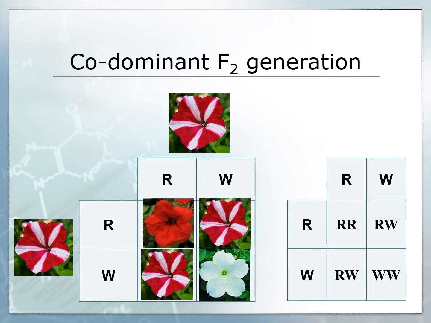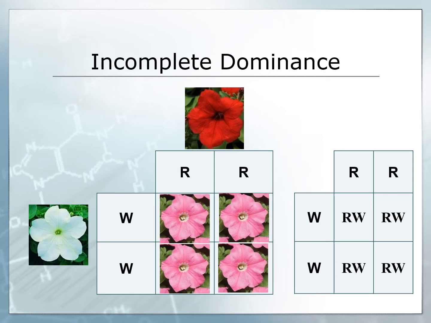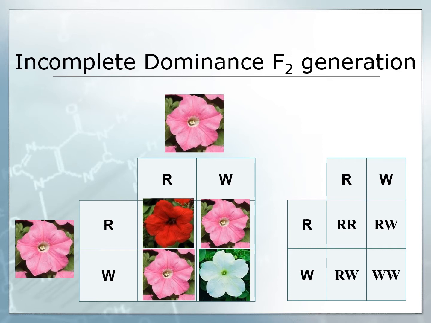For the F2 generation of a trait that exhibits codominance, the homozygous dominant and homozygous recessive plants would show up again. Incomplete dominance would have the same red and white purebred flowers as parents, but the offspring would have their alleles blended so that the offspring would be all pink. A trait that expresses incomplete dominance would have the homozygous dominant and homozygous recessive plants show up again in the F2 generation.